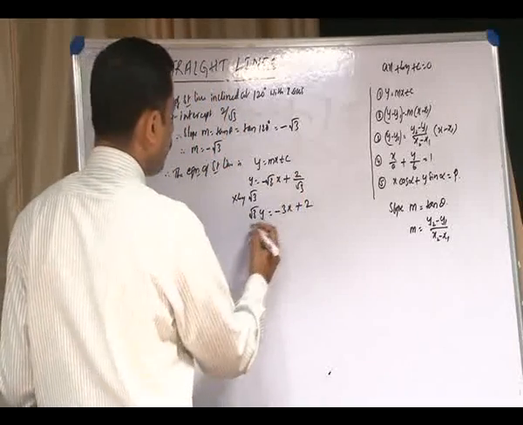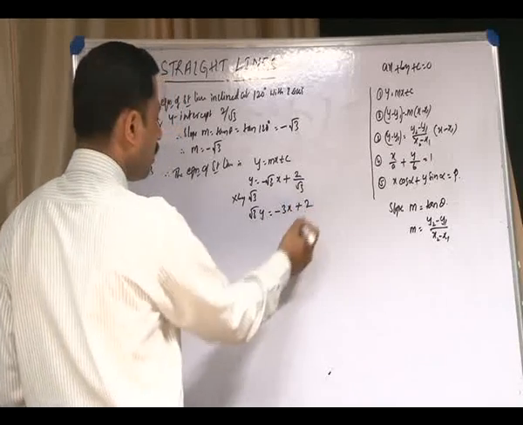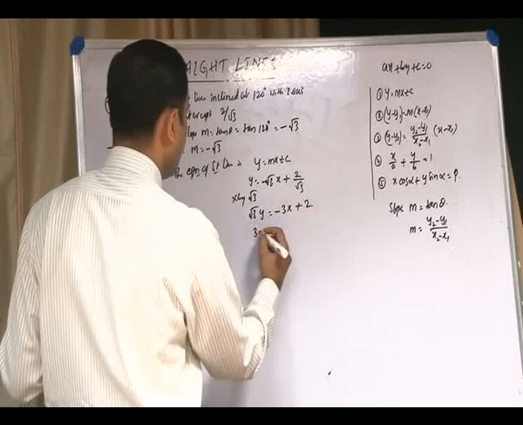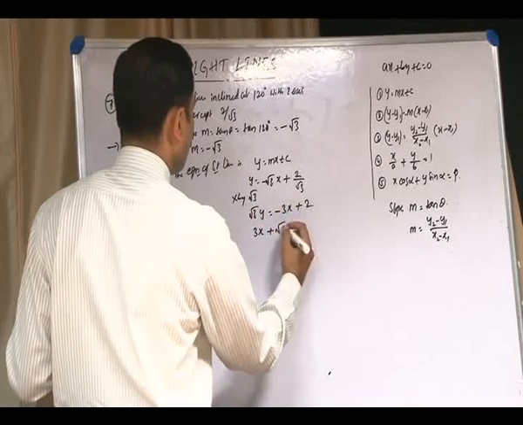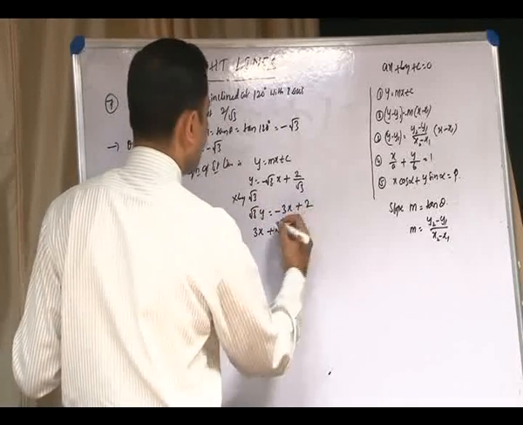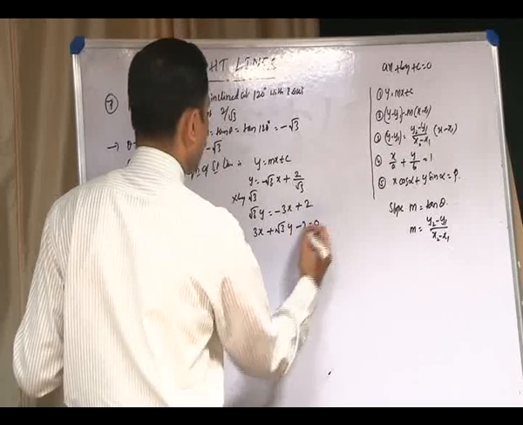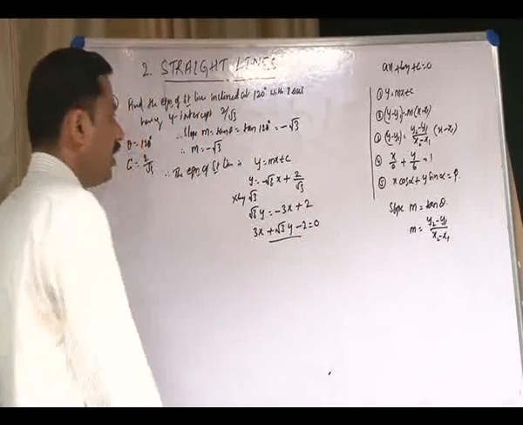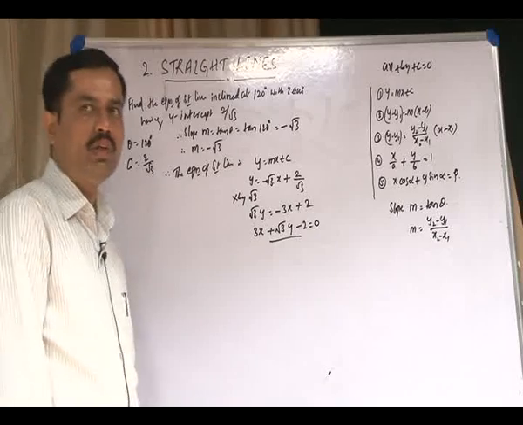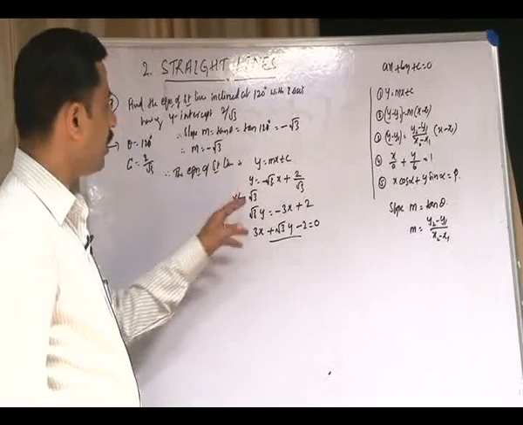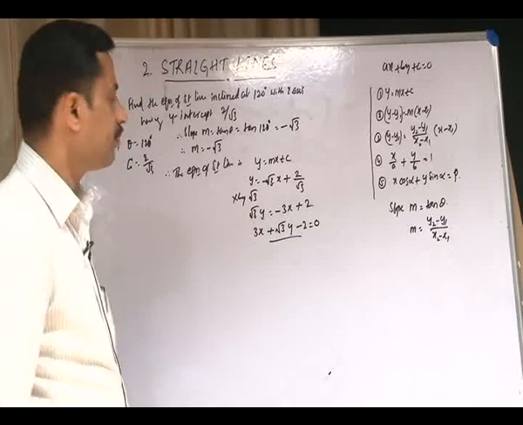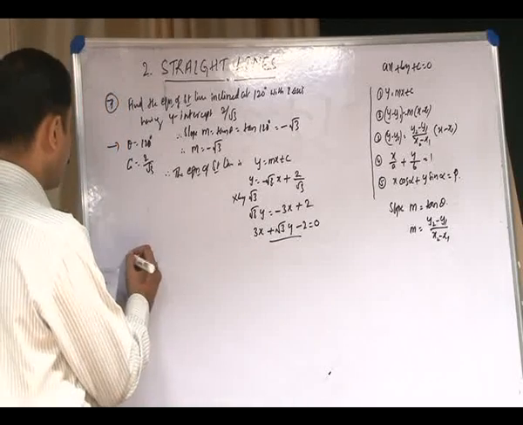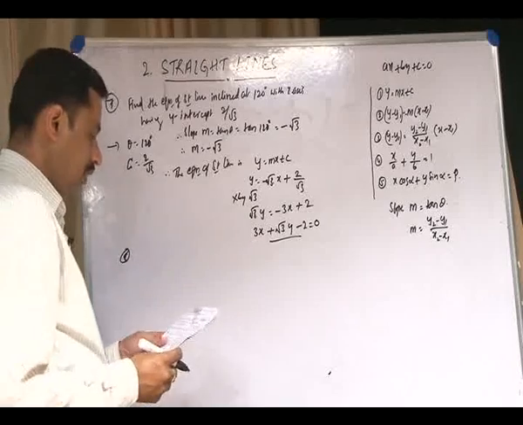Then in the general form, we transfer the minus 3x to the left hand side, it becomes plus 3x. Therefore, we can write 3x plus root 3 into y minus 2 is equal to 0. So, that is the equation of the straight line. Like this you can find the equation of the straight line by using the slope intercept form only. So, next problem.